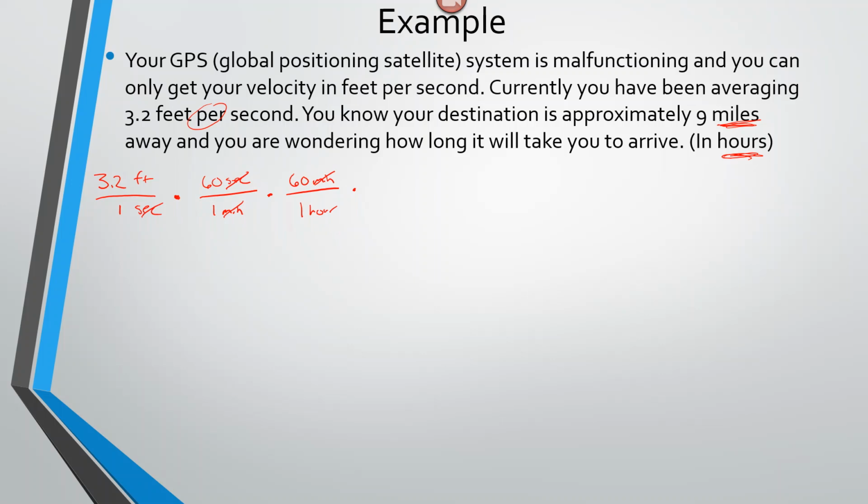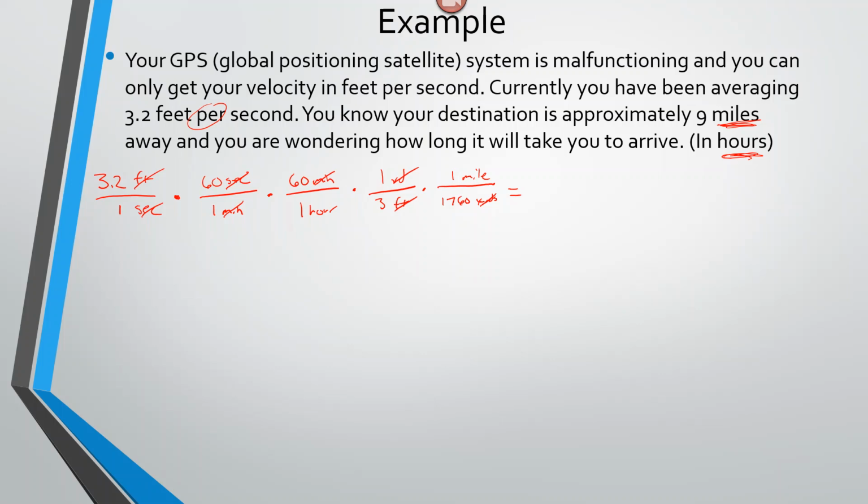We have feet. Let's go to miles. So there are 3 feet in 1 yard. And then, of course, there's 1760 yards in 1 mile. Yards cancel, feet cancel.